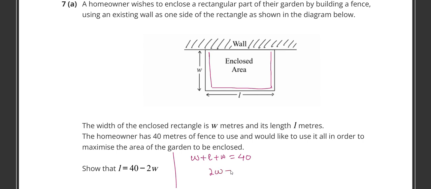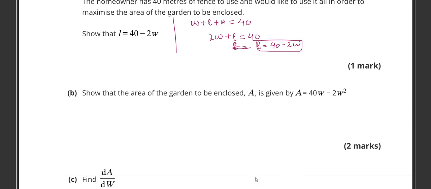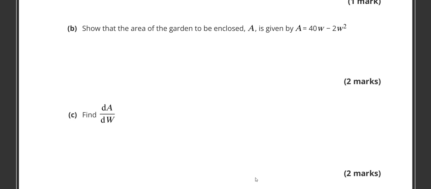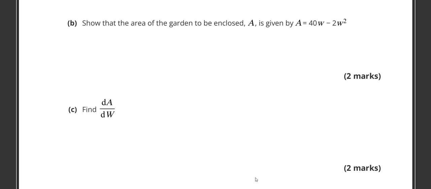So he says that he has to use 40 meters now, so that's why you see that L is equal to 40 minus 2W. We have shown it. And then it says, show that the area of the garden to be enclosed, A, is given by 40W minus W squared.